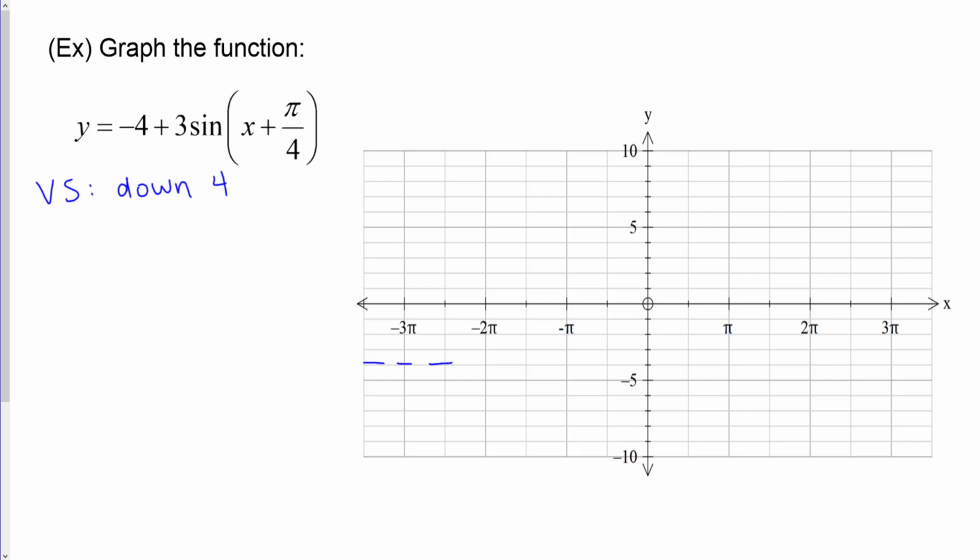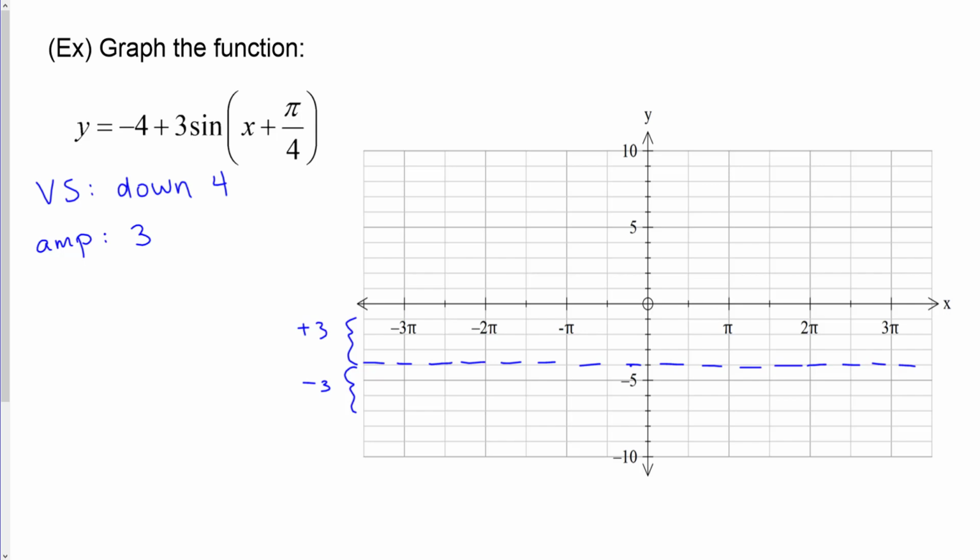So I'm just going to draw a dashed line that's right here, just to give me a reference. The amplitude is 3. So that means from that axis, I'm going to go a maximum distance of 3 units away. So that would be to here, that would be positive 3 units, and down here, which would be negative 3 units. So I'm going to bounce between -1 and -8, or -7, it looks like.